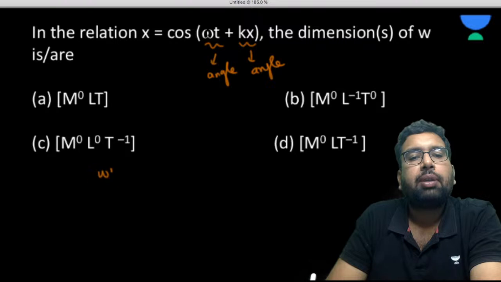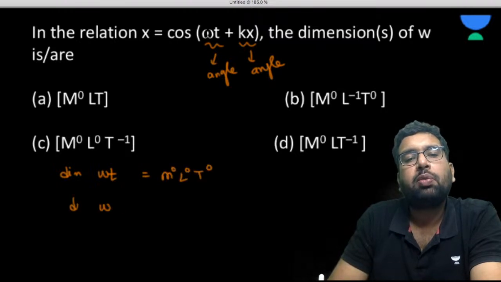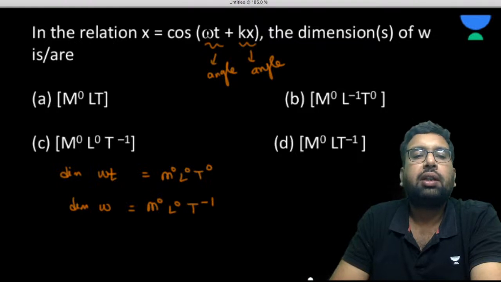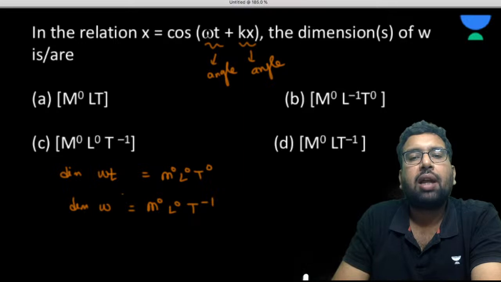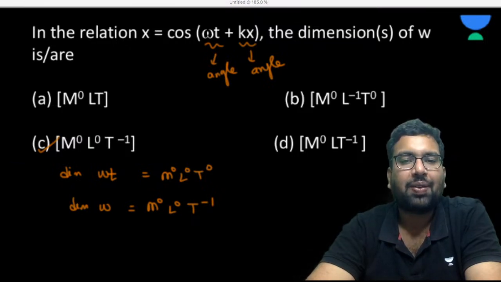That means the dimension of omega t, this whole thing, must be M0 L0 T0. So what is going to be the dimension of omega? What is the dimension of this t? It is T. So it is going to be M0 L0, and now T will go in the denominator, so it will be M0 L0 T minus 1. So what is going to be the option? The option is C option. I hope it is fine to everyone.